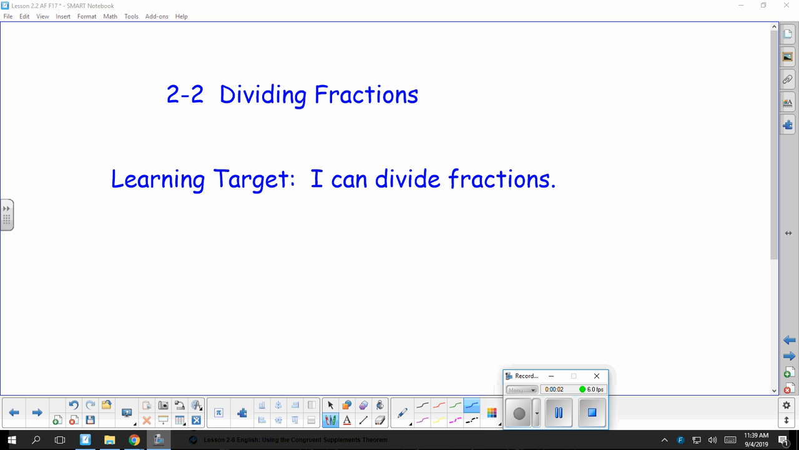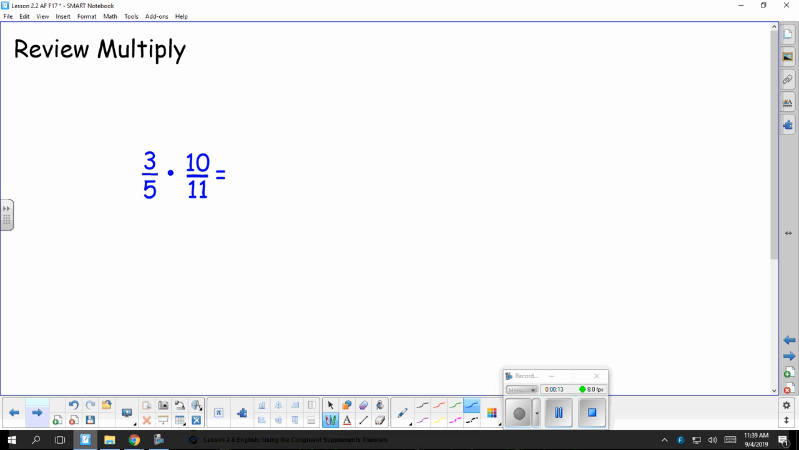This lesson is on dividing fractions. And we're going to find dividing fractions is very similar to multiplying fractions. So let's review what it means to multiply fractions. Remember what we wanted to do: make sure our fractions were reduced as much as possible, and then multiply the tops together and multiply the bottoms together.